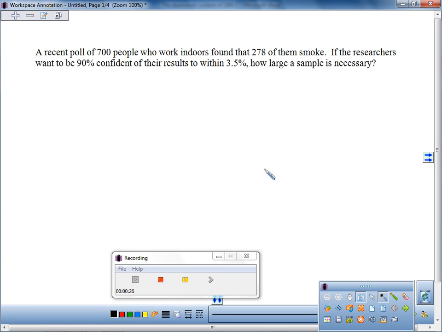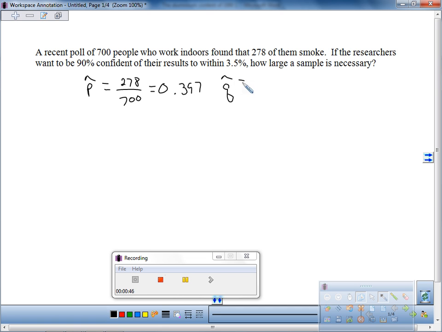So we're going to use the old numbers. We're going to use the 700 and the 278 for our p hat. So we'll take 278 and divide that by 700, and we end up with a p hat of 0.397. So that's p hat. That means that q hat is going to be 1 minus 0.397, and so we end up with q hat as 0.603.